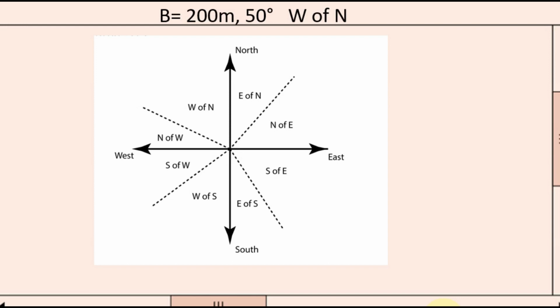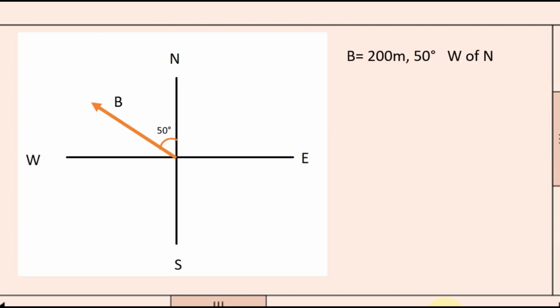Okay, we can now compute for the x and y component of our vector B. Vector B is equivalent to 200 meters, 50 degrees west of north. This is where 50 degrees west of north lies. It is easier if we will get the value of our angle along the negative x-axis. So to compute for that, we just need to subtract 50 degrees from 90 degrees. Therefore, we have an angle of 40 degrees here.